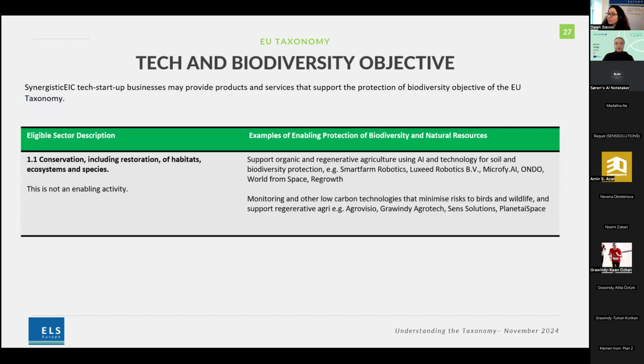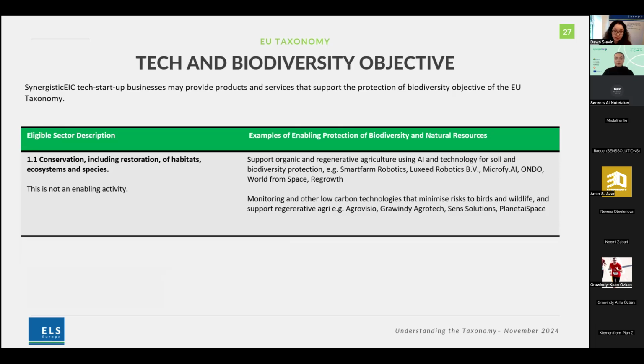Then I wanted to talk about tech and the biodiversity objective. So this was one where I'm saying that there is not an enabling activity, but when you look at some of the business models of the synergistic EIC companies, you see that they support organic and regenerative agriculture. Agriculture is not currently on the EU taxonomy. It was discussed at length. It, in fact, had been drafted in our first tranche in the period 2018-2020, but was not published in the regulation. But again, I would say that taxonomies are being developed by international regions. There are over 30 of them at the moment, and some of them do include agriculture. So whilst these may not apply directly in the EU taxonomy, and they do indirectly, there is no question about it, they would apply in other international taxonomies as well.